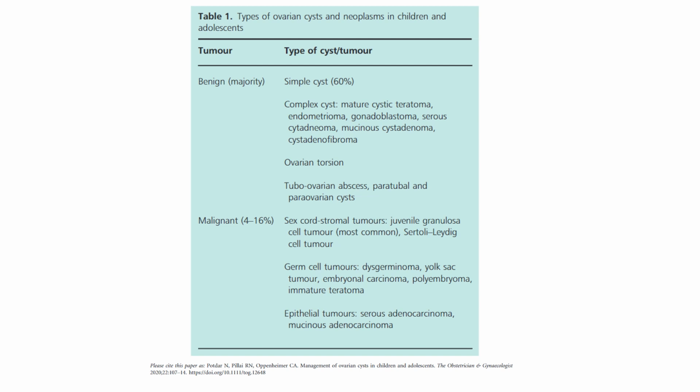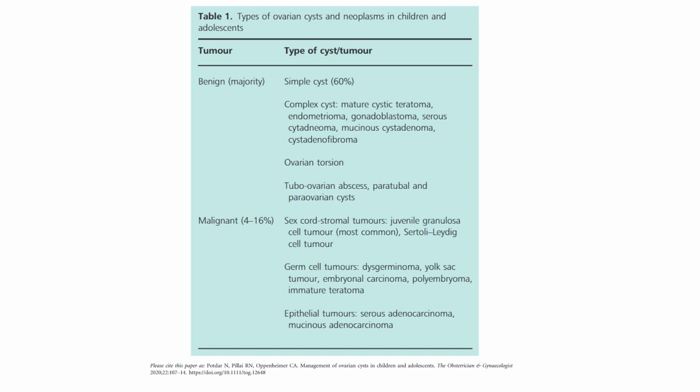Right, types of ovarian cysts and neoplasms in children and adolescents. So benign can be a simple cyst, which is the majority, 60%. Complex cysts can be mature cystic teratomas, endometriomas, gonadoblastomas, serous cystadenomas, mucinous cystadenomas, cystadenofibroma, ovarian torsion, tubo-ovarian abscess, paratubal and parovarian cysts. Malignant is 4 to 16%.